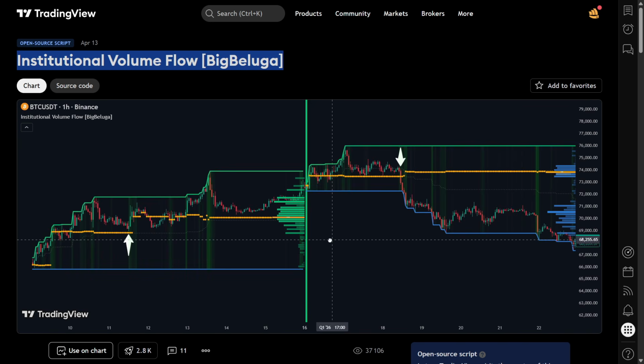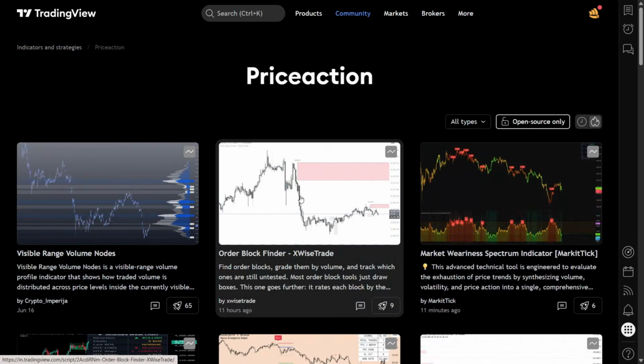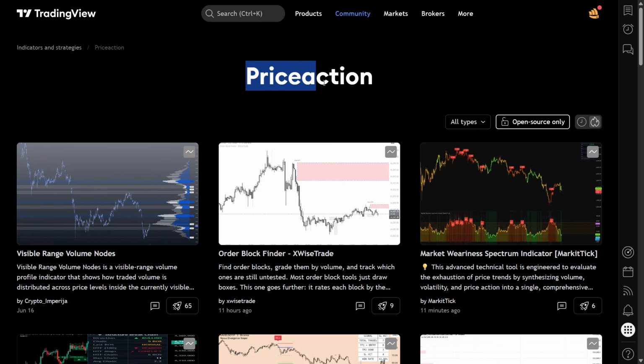The second one is Institutional Volume Flow by Big Beluga. This one is very useful because it builds separate volume profiles based on a selected higher time frame segment. For example, if you are on the hour chart, you can set the segment resolution to 1 week, and then every week gets its own profile. That keeps you more aligned with current market structure instead of relying too much on older price levels that may no longer matter.